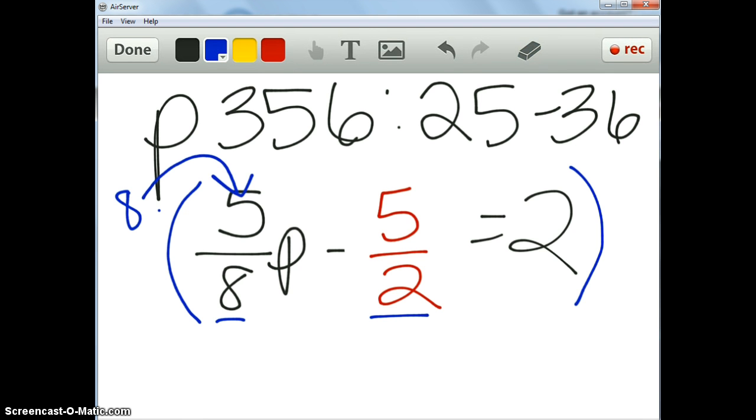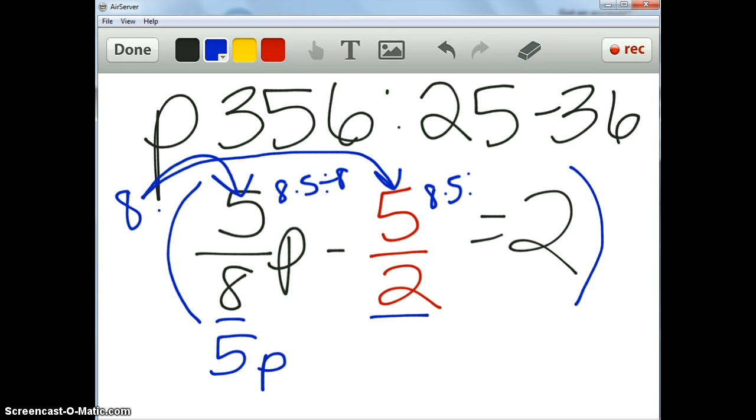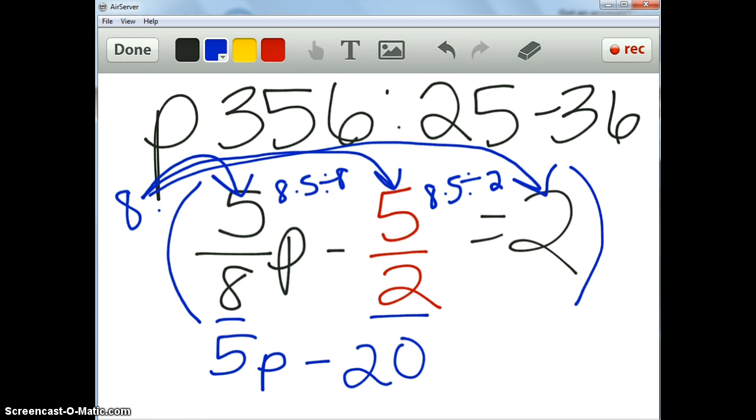So here, what happens is I do 8 times 5, and then I divide that by 8. Some of you may see that you could simplify it out quicker than that, but basically 8 times 5 is 40, divided by 8 gives me 5p. Then I'm going to take this 8 and multiply it over here. So this time it's 8 times 5, but divided by 2. So I get minus 20. And then do not forget to multiply it by your whole numbers. 8 times 2 gives me 16. So now I have a nice new problem. 5p minus 20 equals 16.